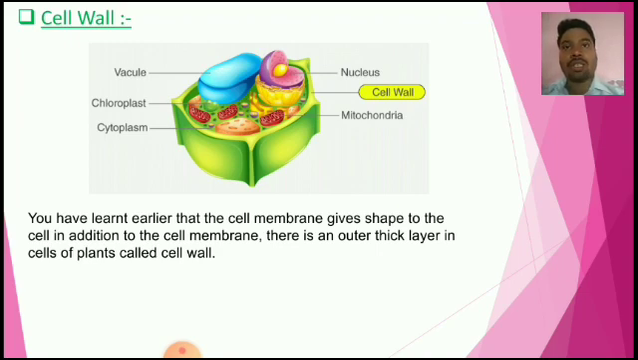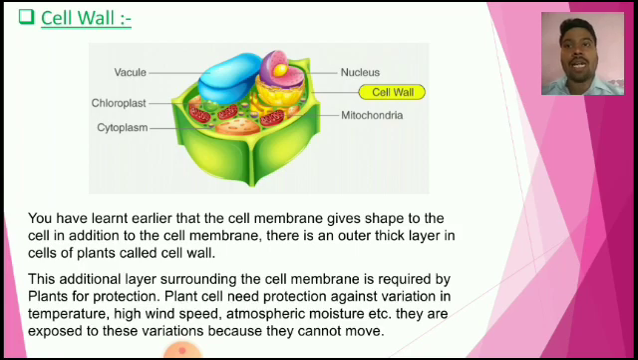What is the importance and the function of this cell wall? This additional layer surrounding the cell membrane is required by the plants for protection. Plant cells need protection against variation in temperature, high wind speed, atmospheric moisture, etc. They are exposed to the variation because they cannot move. So the cell wall in a plant cell protects against variation in temperature, high wind speed and atmospheric moisture. This is the importance and the function of the cell wall.